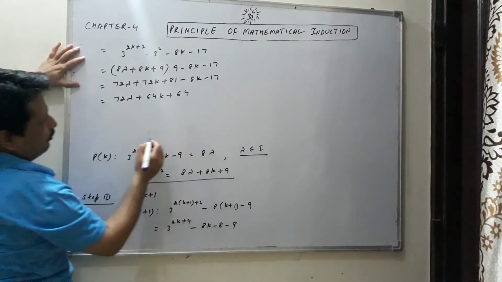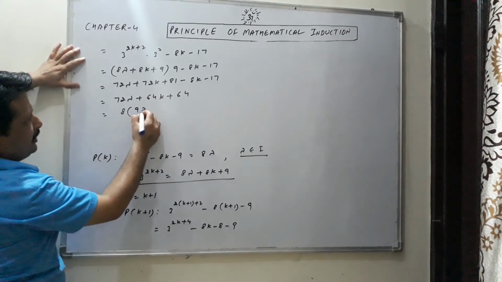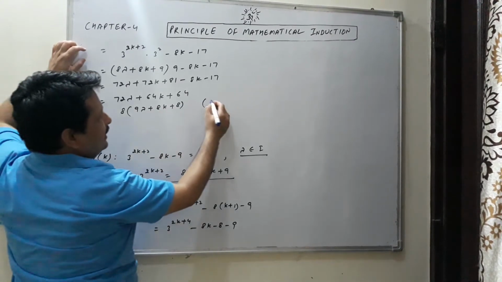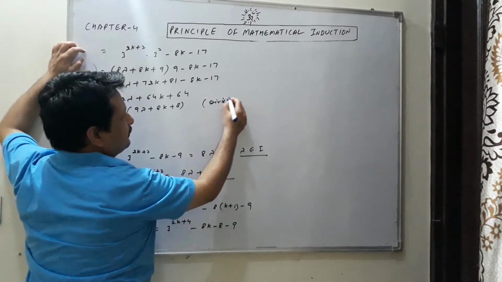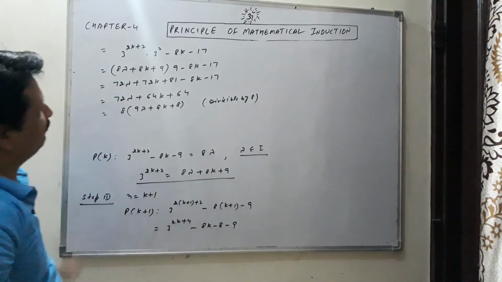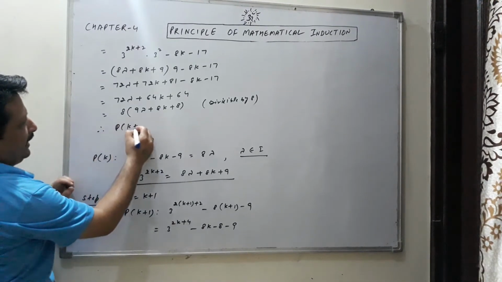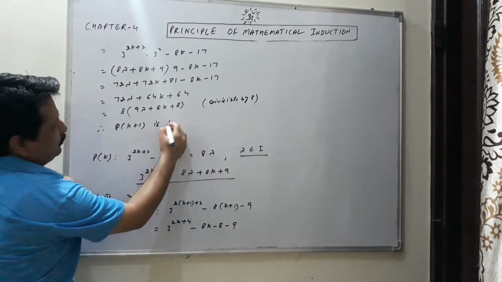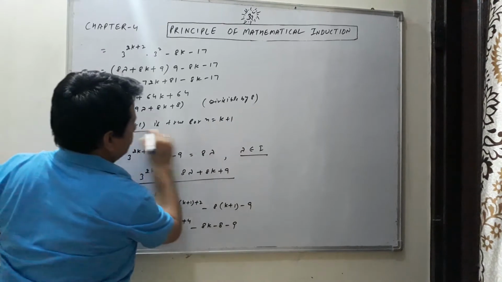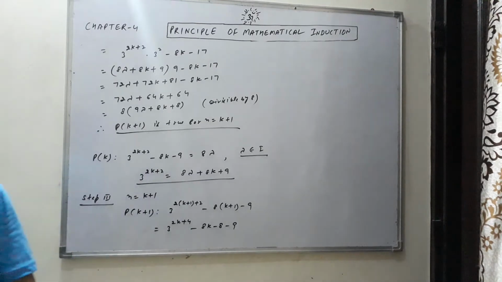This is also 64. So what will you get? 8 is common: 8 nines are 72 lambda, 8 eights are 64k, and the last term is 8. Means it is divisible by 8. If it is divisible by 8, we have achieved our target. Therefore, we can say that P(k+1) is true for n that is k plus 1.